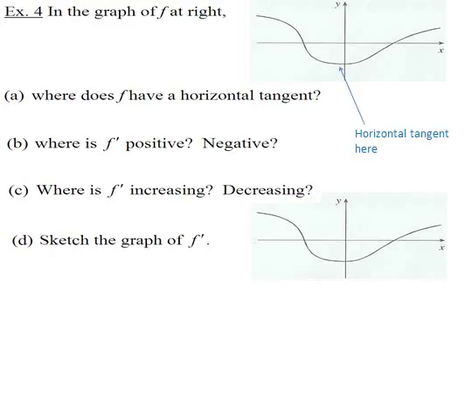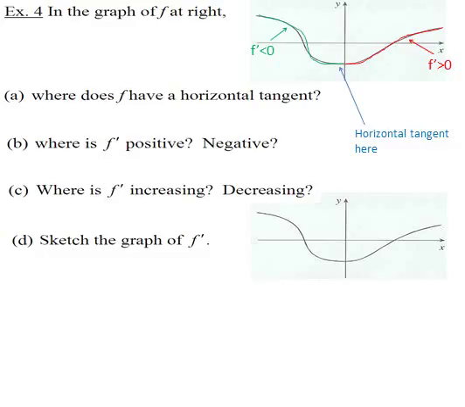In part b, where is the derivative positive? Or in other words, where is the slope of f positive? This would happen wherever f is increasing. F increases to the right of the point where it has the horizontal tangent. So this is where f prime is positive. F prime is negative where f is decreasing.